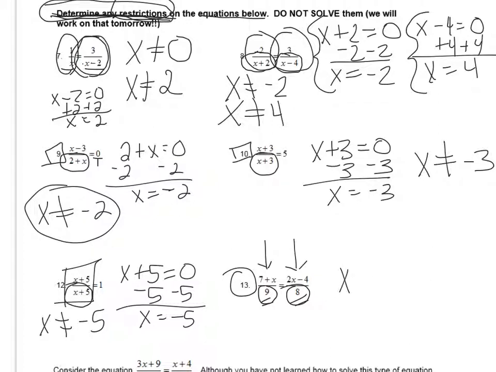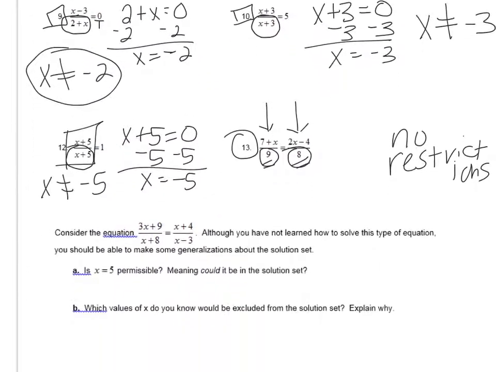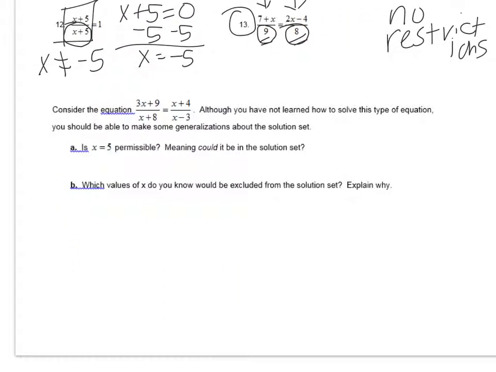So the restrictions are no restrictions. And you wouldn't even want to write x equals. You would just write there are no restrictions. And again, these are simple, usually multiple choice questions, so you wouldn't have to show work. You just need to understand that the bottom of a fraction equaling 0 is what makes the fraction undefined.